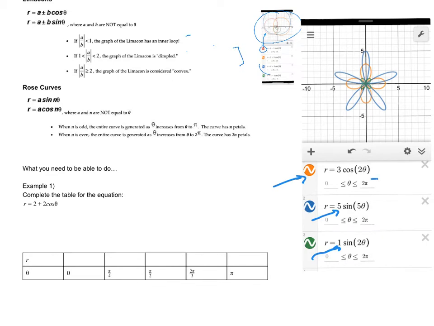And the value inside the cos, or the sine, will impact the number of petals. You see that the blue curve has 5 petals. The orange curve has 4 petals, and the green also has 4 petals. So you can play around with those and make some pretty cool graphs. Again, these are some things that are worth being familiar with, but not something that you're going to be held to high stakes.